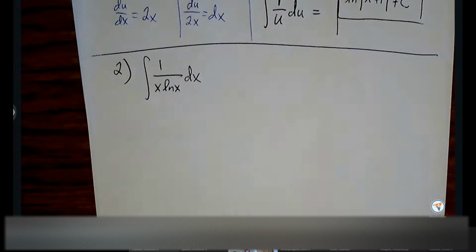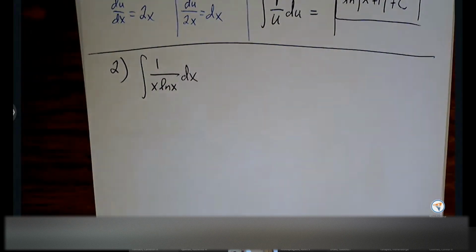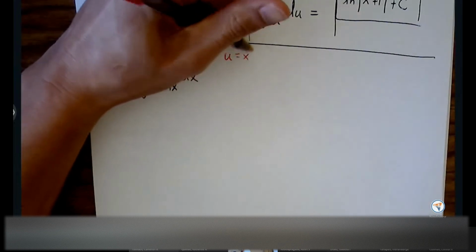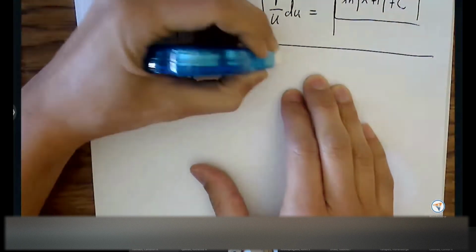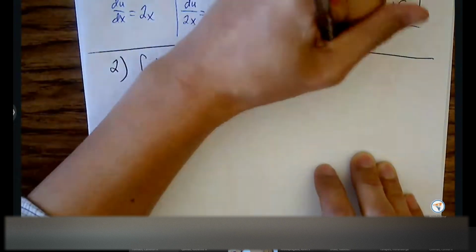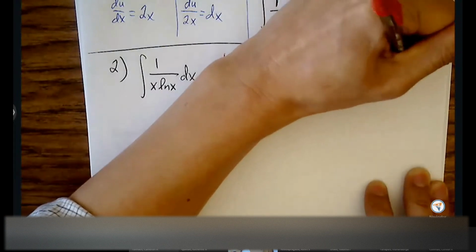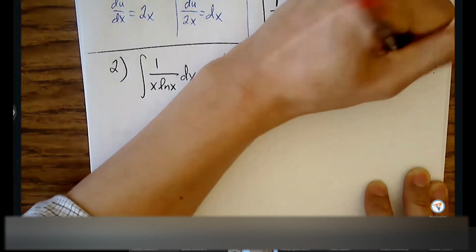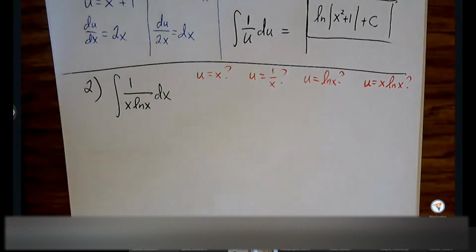So let me list out a couple of options, and then you can tell me what could be a good possibility to help move us forward. Maybe the U value is x. Maybe the U value is 1 over x. I'm just looking at combinations here. Maybe the U value is just natural log of x. Maybe the U value is x natural log of x. Any guesses?